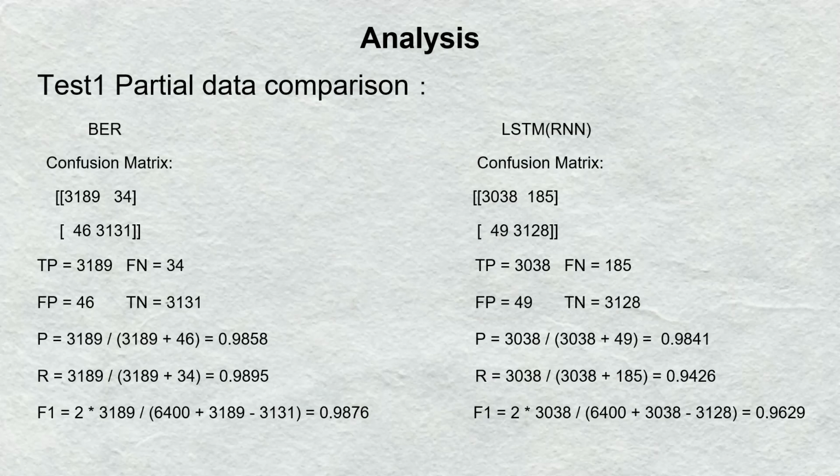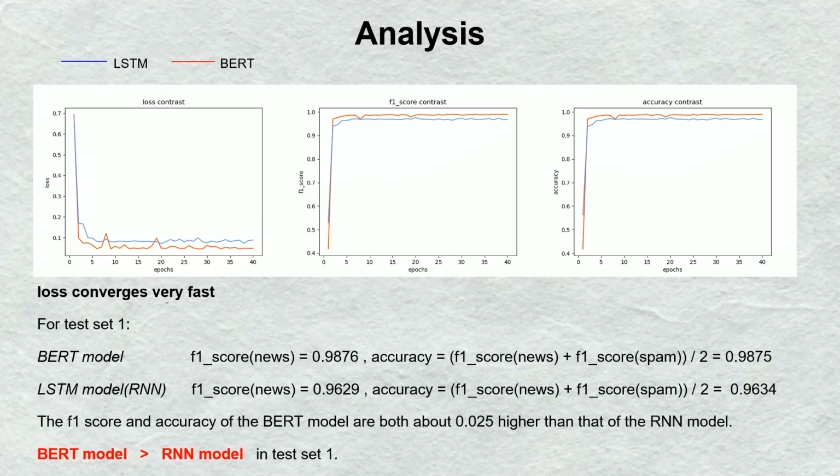Here are some results and the specific data calculation method of the two models in test set 1. We use the confusion matrix to calculate precision, recall, and the F1 score. The final results of test 1 are listed here. We can see the loss converges very quickly, but the loss of the BERT model has some fluctuation. The final F1 score and the accuracy of the BERT model are both higher than the RNN model by 2%, and the BERT model becomes more stable after fewer epochs.